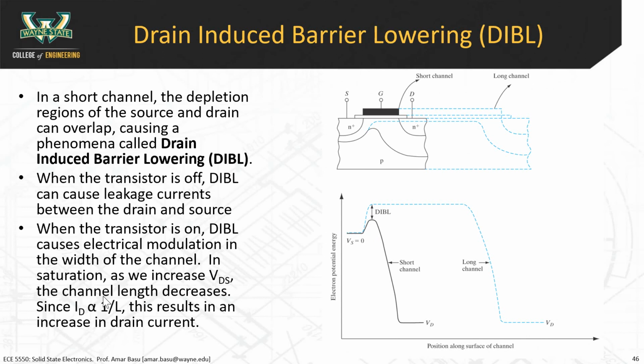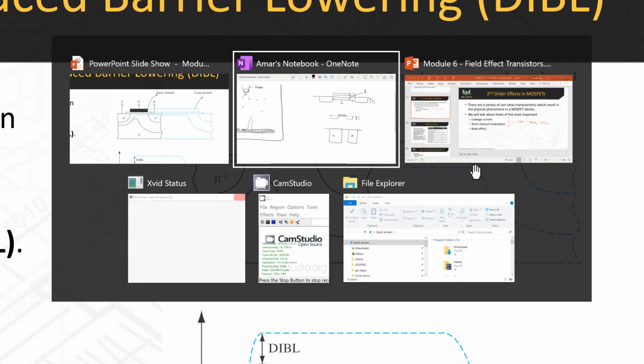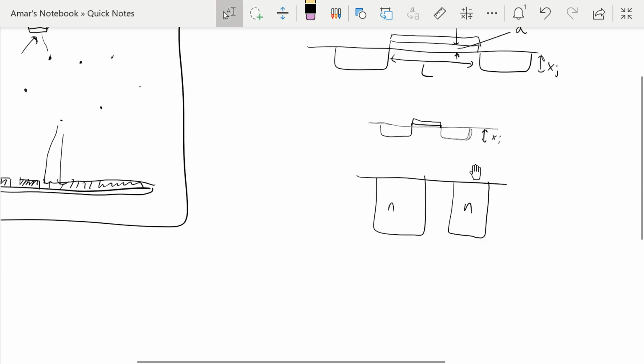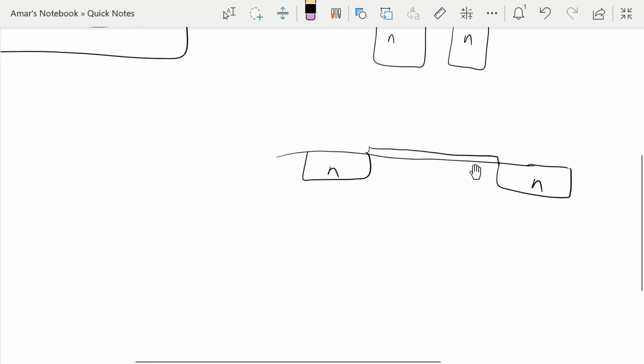This effect is the result of overlap between the source and the drain depletion regions. So this diagram sort of shows it, but I think if I can draw it again here, it'll be a little bit more clear. All right, so in a typical MOSFET device, you have your source, drain, and gate. And then here's your substrate.